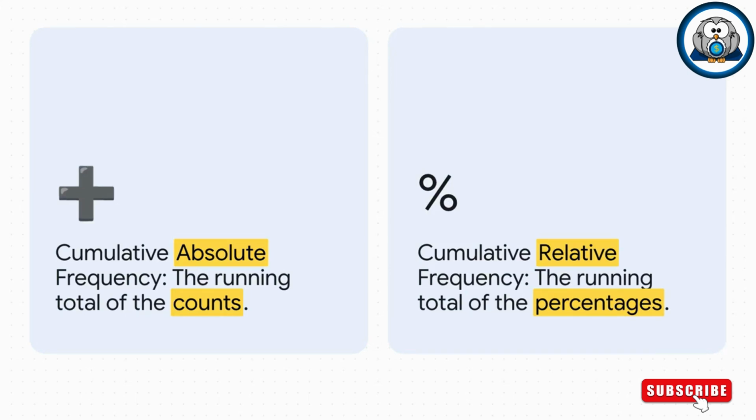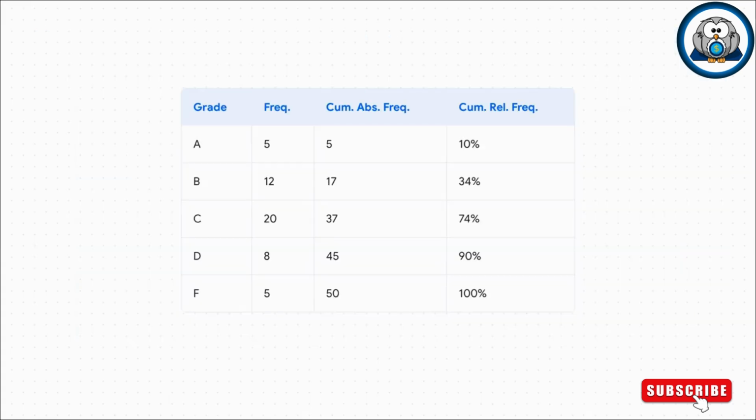Now, there are basically 2 flavors of this. First, you have cumulative absolute frequency. That's just a simple running total of the actual counts. Then there's cumulative relative frequency, which is the same idea, but for the percentages. So one tells you the raw number, and the other tells you the slice of the pie. And check it out. We just add these as new columns to the table we already made. It's super easy. So to get the cumulative number for grade B, you take the 5 students who got an A, plus the 12 who got a B, which gives you a running total of 17. See? Then you can do the same thing with the percentages. It's just a simple add-as-you-go process.